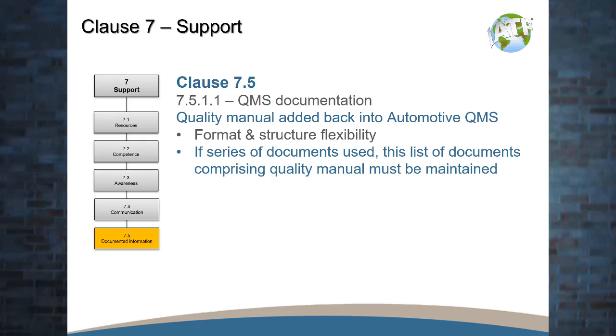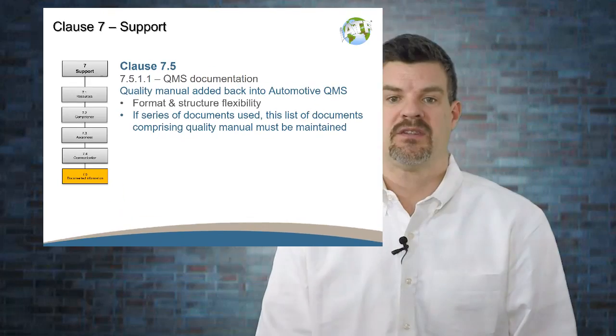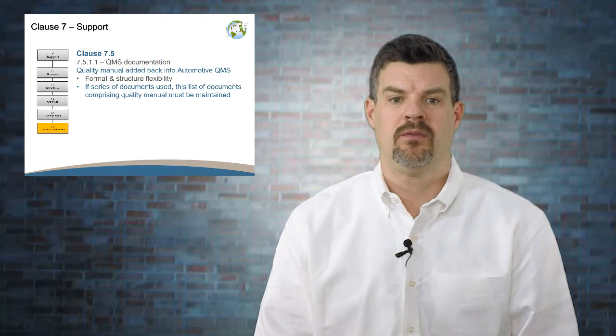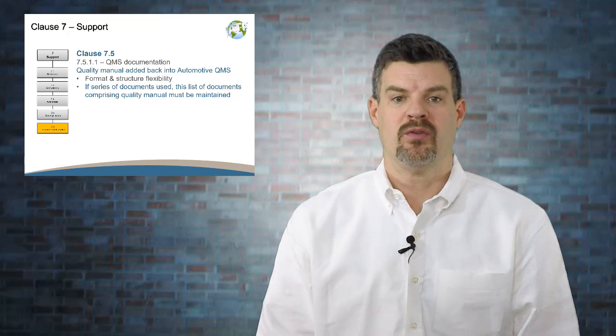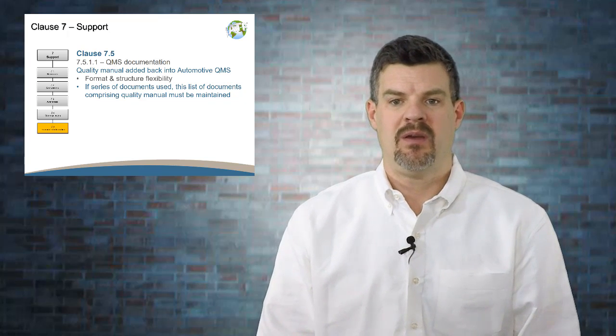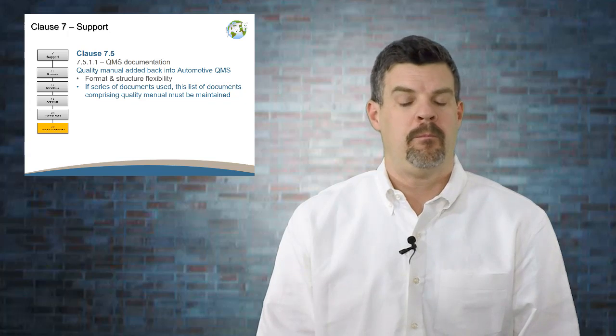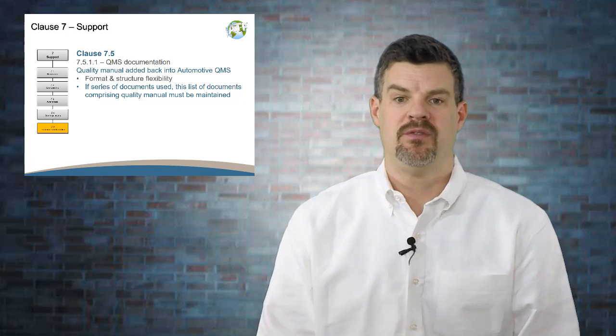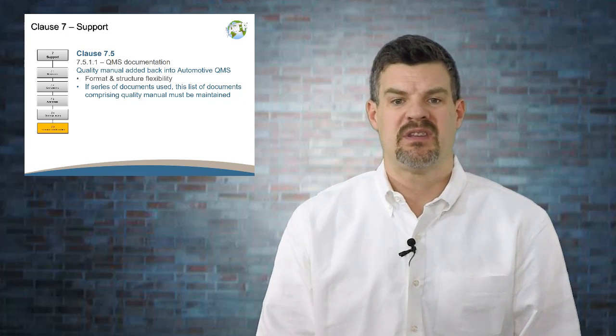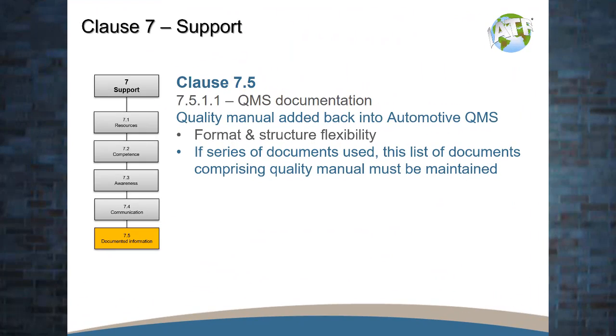We've got format and structure flexibility. In fact, I just created a nice quality manual in the past week for a client that is a trifold brochure. So it doesn't have to be a big hunkin' binder. It could be a part of your sales and marketing material if that's what you choose to use it for. If there's a series of documents that's used, the list of documents comprising the quality manual must be maintained.